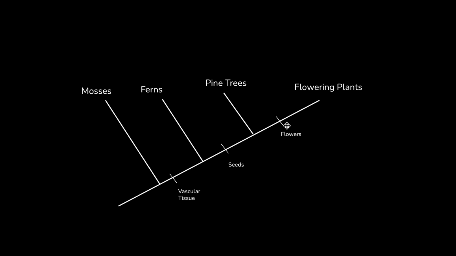So for example, the organisms on this tree that have vascular tissue are ferns, pine trees, and flowering plants, but not mosses. And the groups of organisms that have seeds are pine trees and flowering plants, but not ferns and mosses.